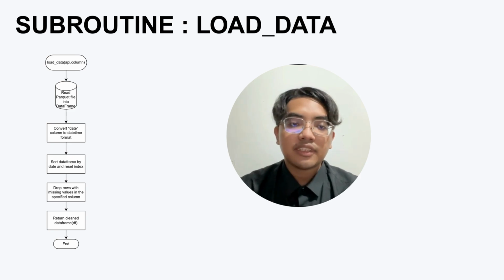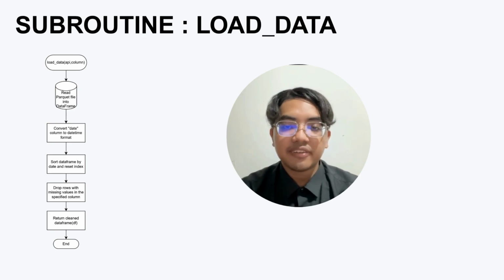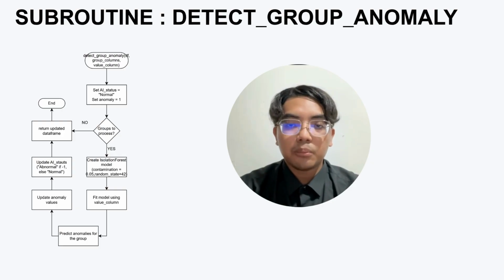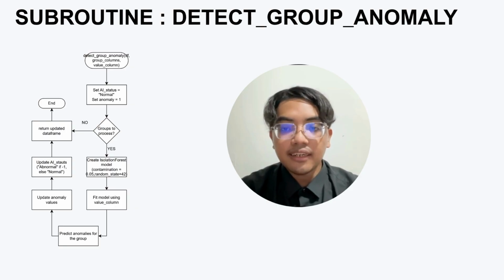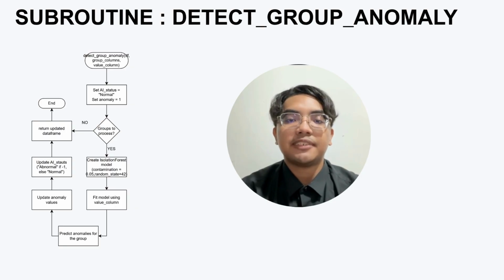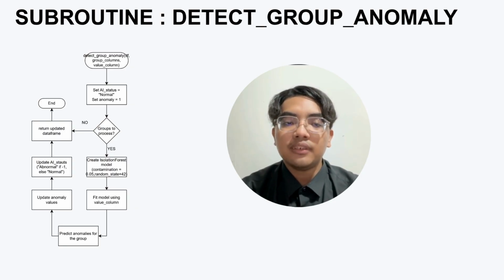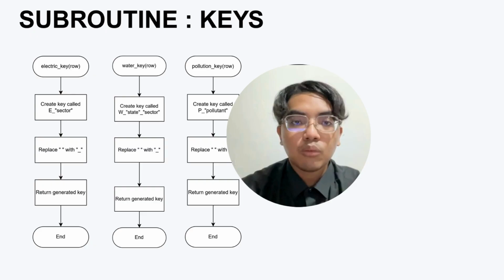This function will also ignore the empty value and then return it back to the main program. The detect group anomaly function is the AI, which is used to detect data spike or anomaly. If the AI detects spikes in data, it will update the status of that specific data to abnormal and then send it back to the main program.